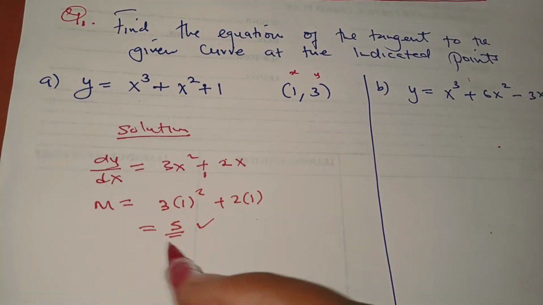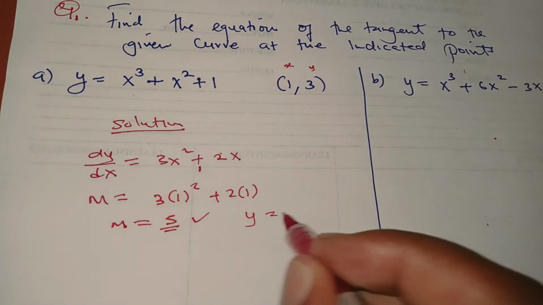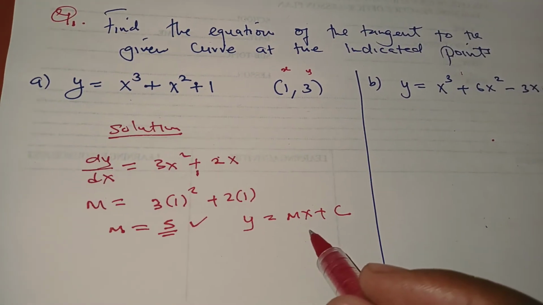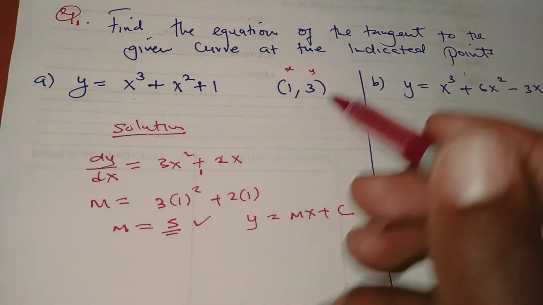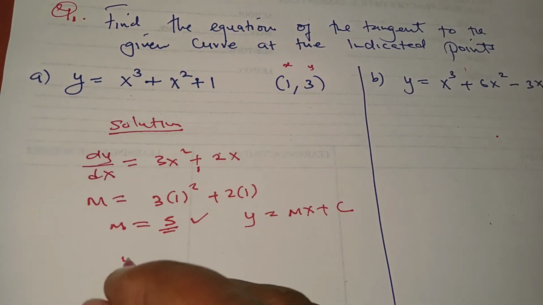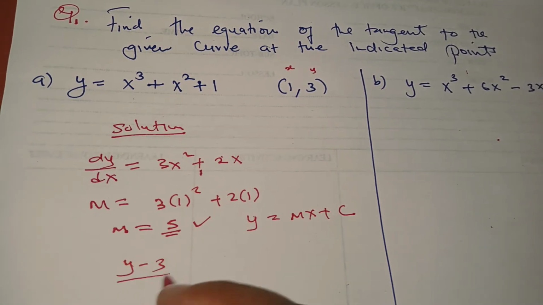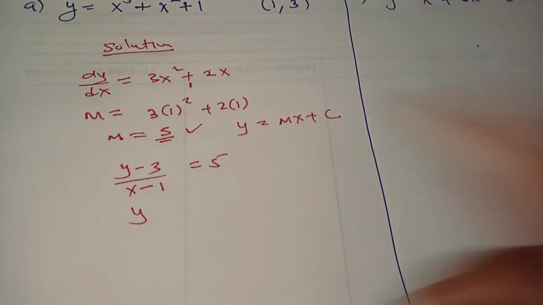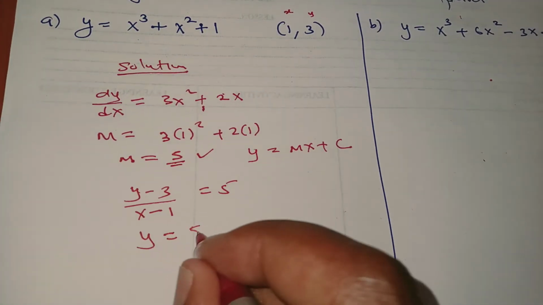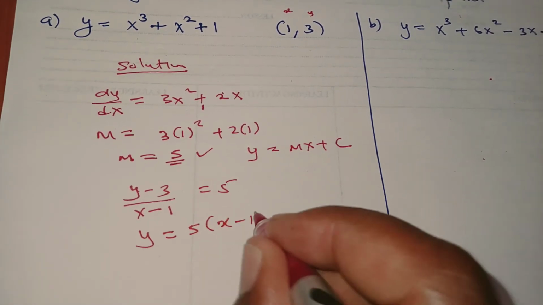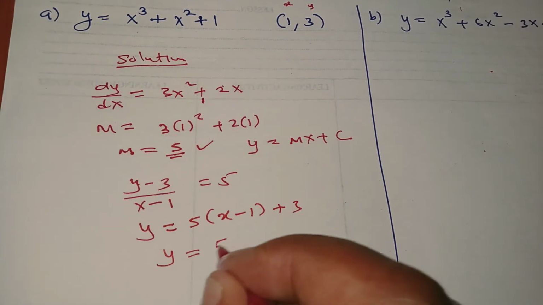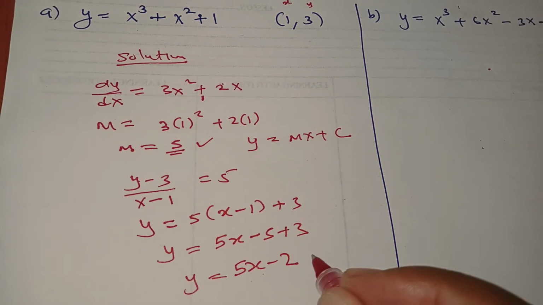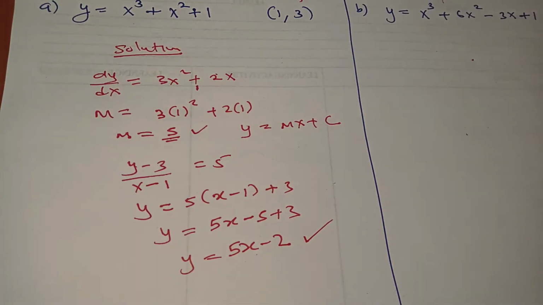Now we have the gradient, and we want to get our equation in the form of y is equals to mx plus c, okay? And so this becomes now the equation of the tangent to the curve. Fine. So we take this point and this point here and the gradient, and we get the equation. Normally we take y minus 3 over x minus 1, that is equals to the gradient, and now we solve for that equation, and we are having 5 into bracket x minus 1 plus 3, and so this gives us 5x minus 5 plus 3, and y becomes 5x minus 2. That is the equation of the tangent to the curve.